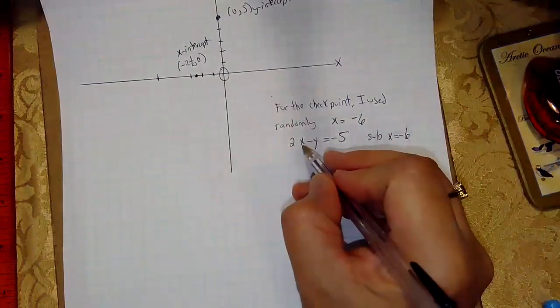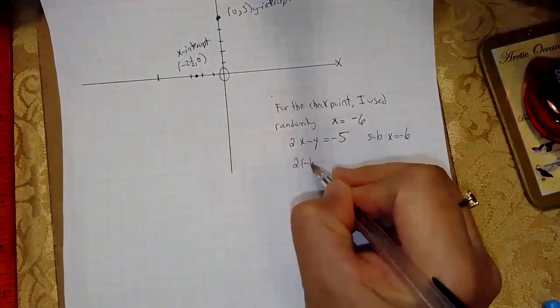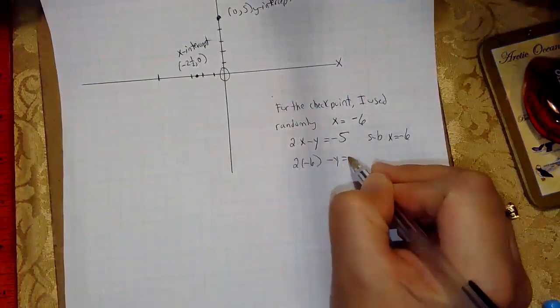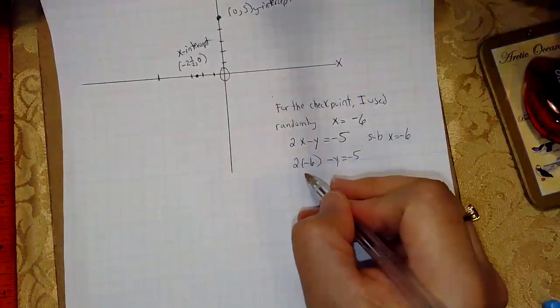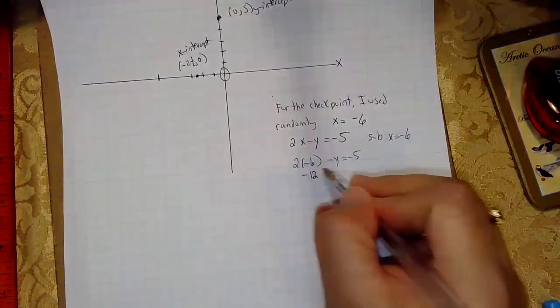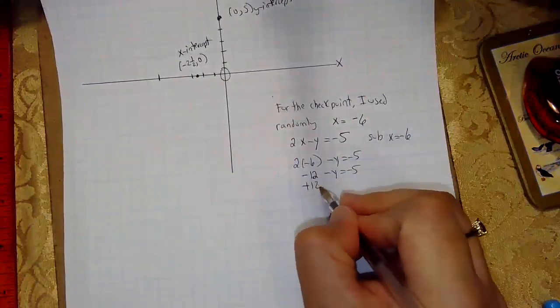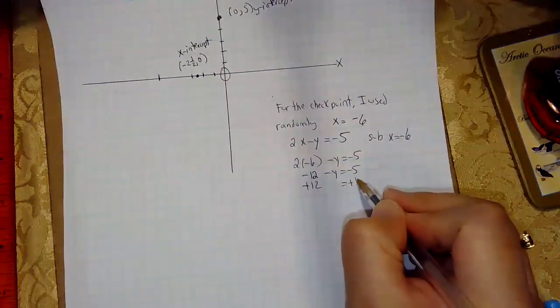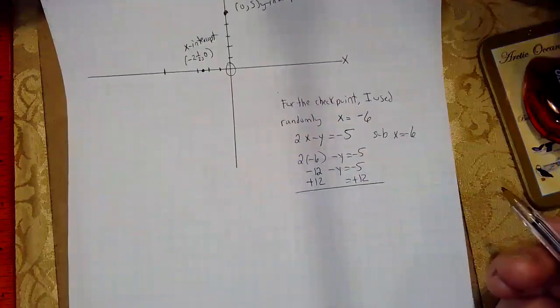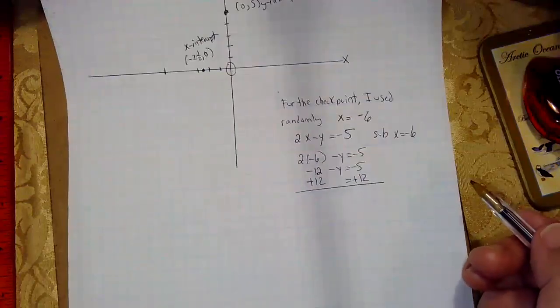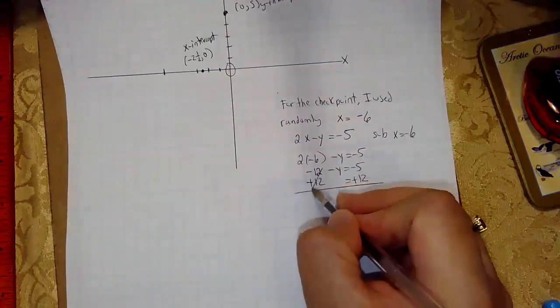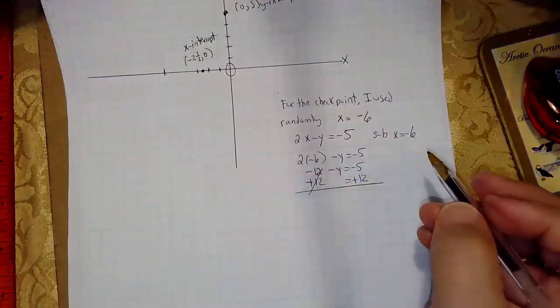So right here where I have an x, I'm going to put 2 times -6 minus y equals -5. And this is -12 minus y equals -5. And then I'm going to add 12 to both sides because I want to isolate that. And this will fall out. A number plus its opposite gives you 0.